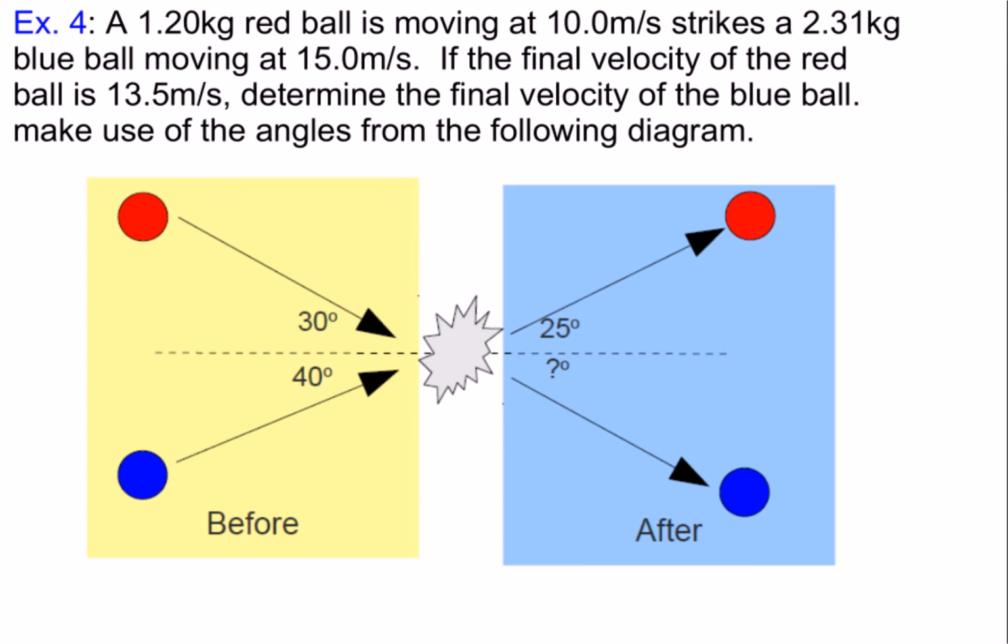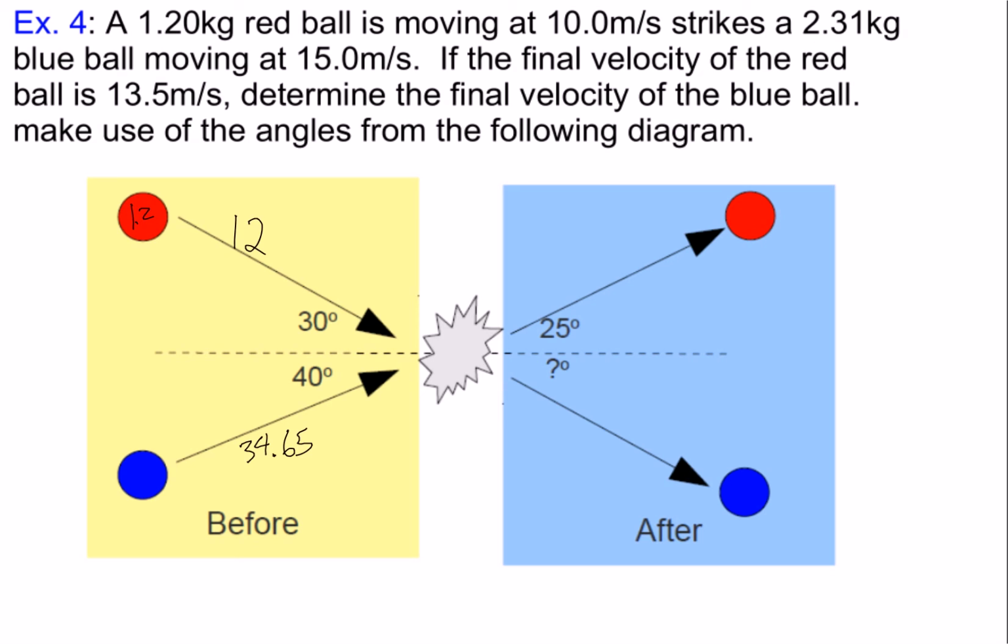Let's do one more example and then that'll be it. So this example, we've got a 1.2 kilogram red ball moving downwards. So we got 1.2 kilograms. It's moving at 10 meters per second. So if we go 1.2 times 10, that'll give us a momentum of 12. And then our blue one, it says it strikes a blue ball. That's 2.31. And it's moving at 15. So that gives us a momentum of 34.65.